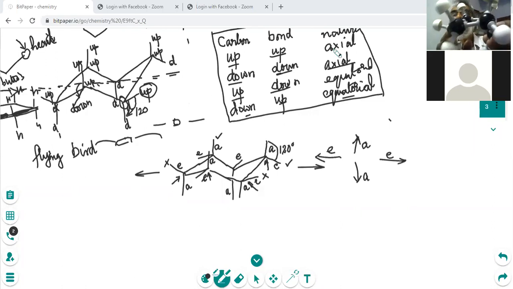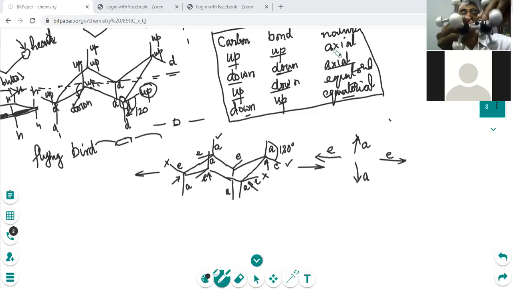Right? This side up carbon I have brought down. Or I can do one thing here. See here, I bring this side to the upper side. What has happened? The chair form has become a boat form. This is the chair, this is a boat form.